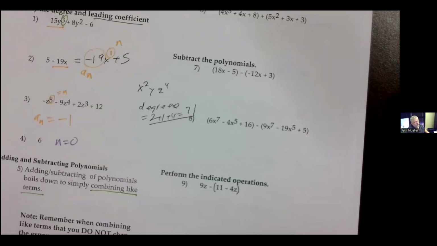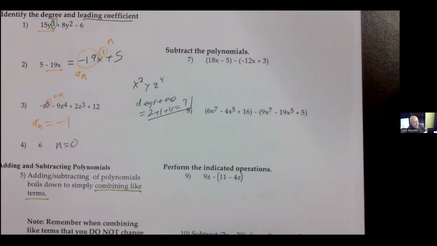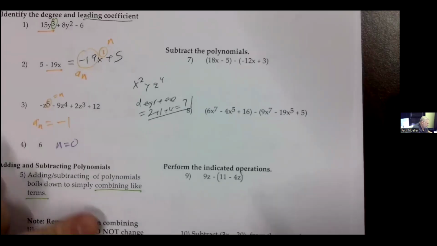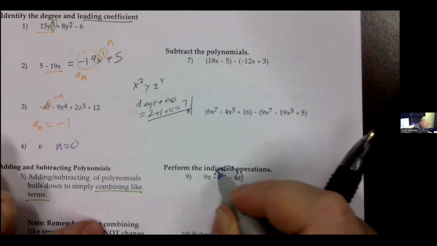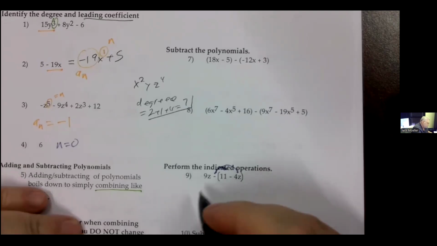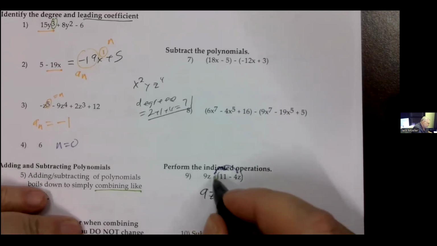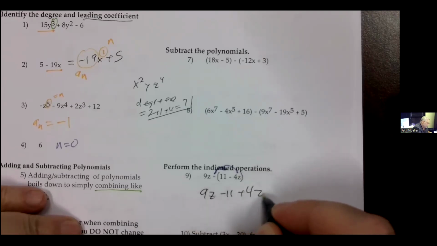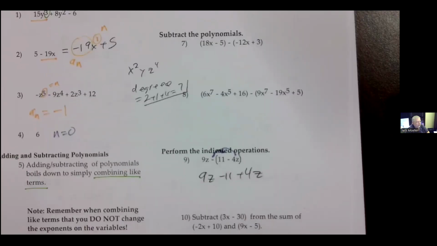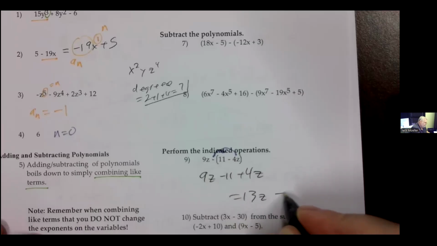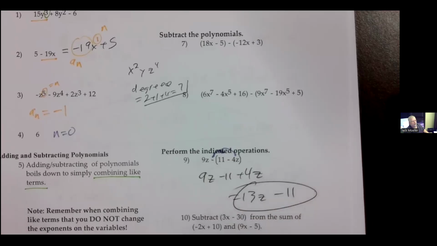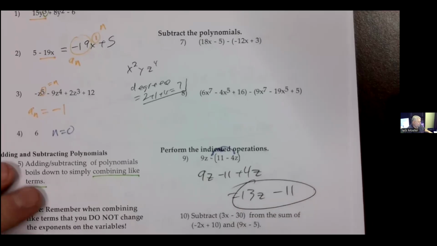So what would you do first with this 9z minus parentheses 11 minus 4z? Hopefully you're saying distribute that negative. You do that, it's going to be 9z minus 11 and then minus the negative, because that's plus 4z. Once you do that, then you've got 9z plus 4z, which is 13z. And then that minus 11, there's nothing else like it, so it's just 13z. And you're done because they're unlike terms. All right.